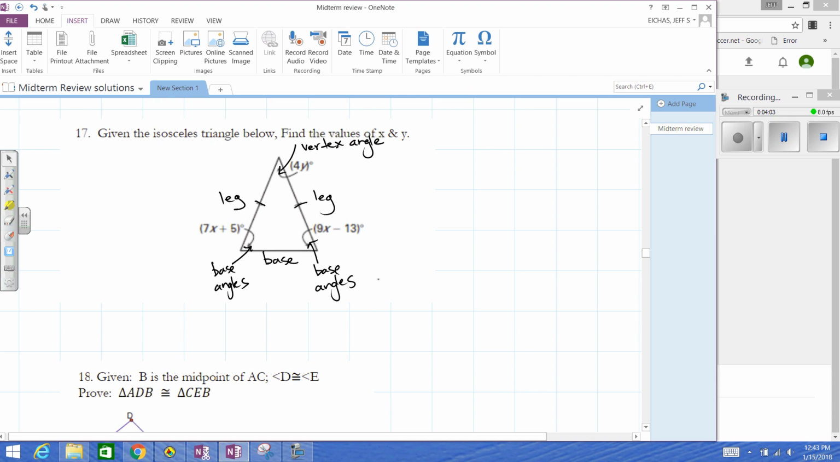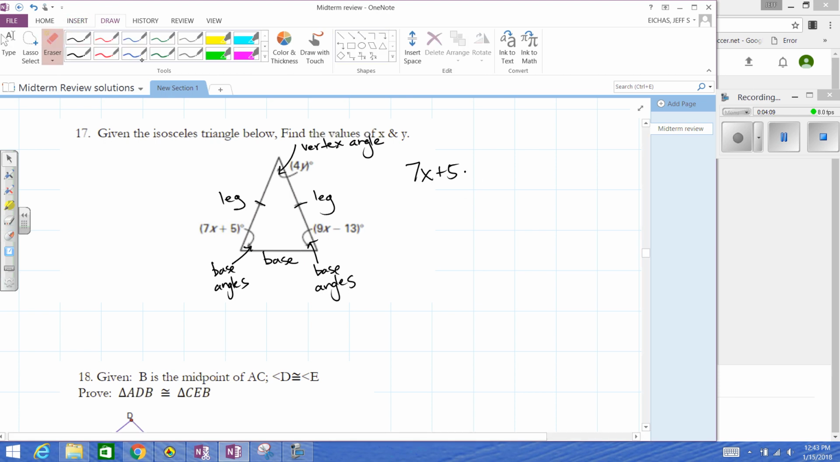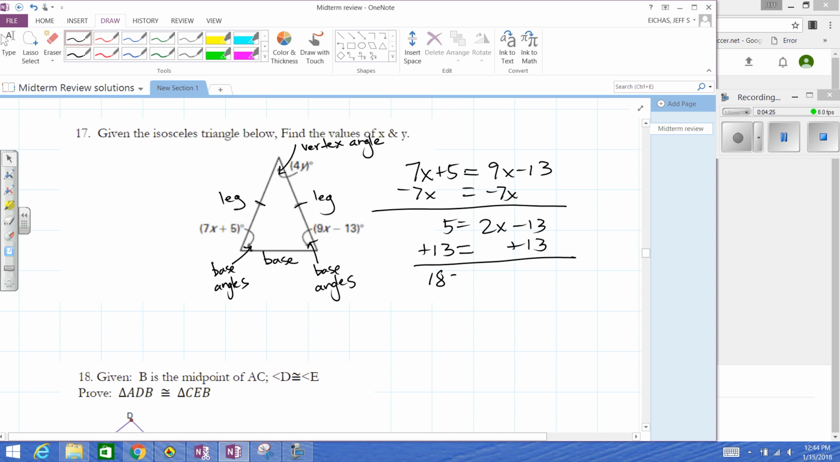All right. Now, what we're going to do is we're going to take 7x plus 5, and it's equal to 9x minus 13. And now we're just going to perform some algebra. Okay. You might do it slightly different, but essentially this is x. So that's one of the values. Okay, so we got the values of x and y.